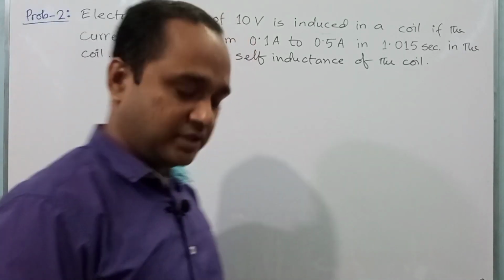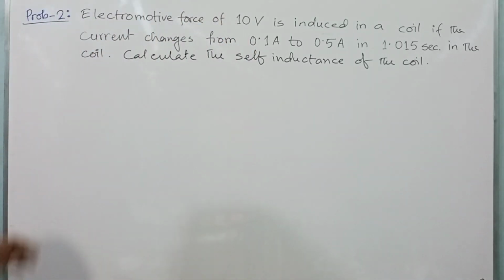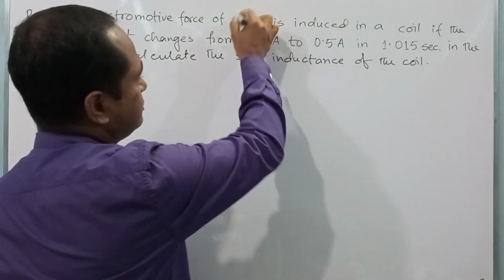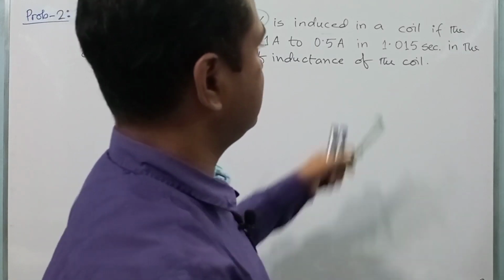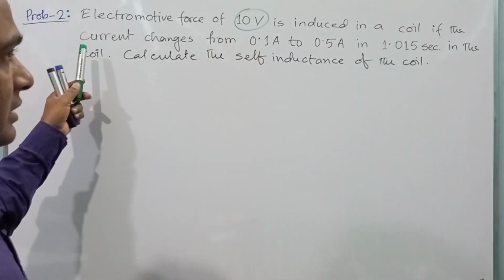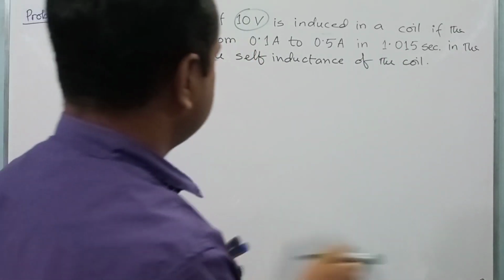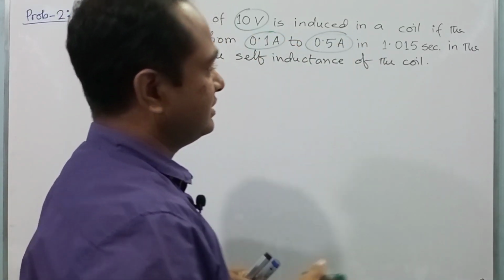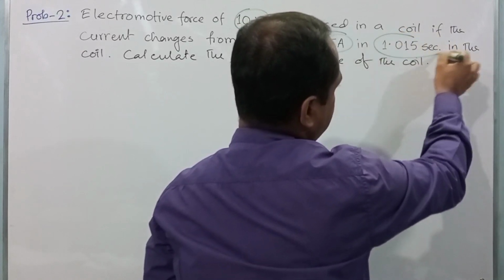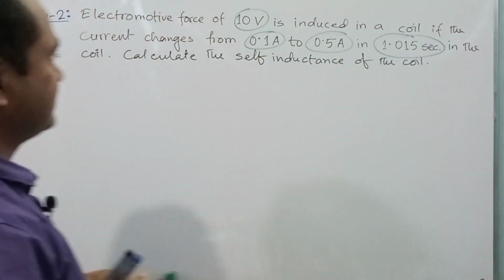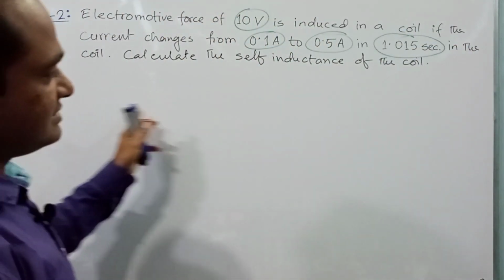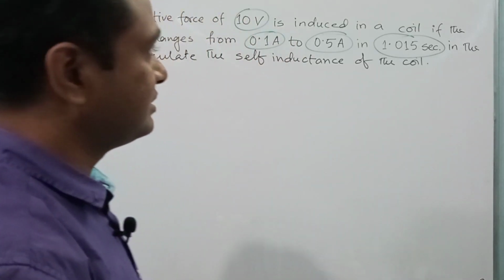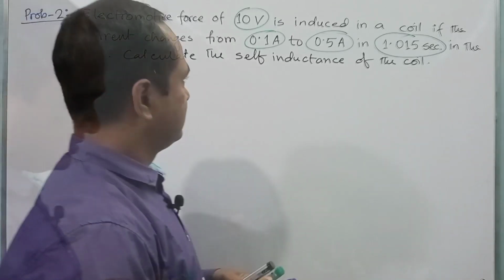Here is our second mathematical problem. The problem said that an electromotive force of 10 volt is induced in a coil if the current changes from 0.1 ampere to 0.5 ampere in 1.015 second in the coil. Then calculate the self inductance of the coil. That is, we have to calculate the value of L, the self inductance.